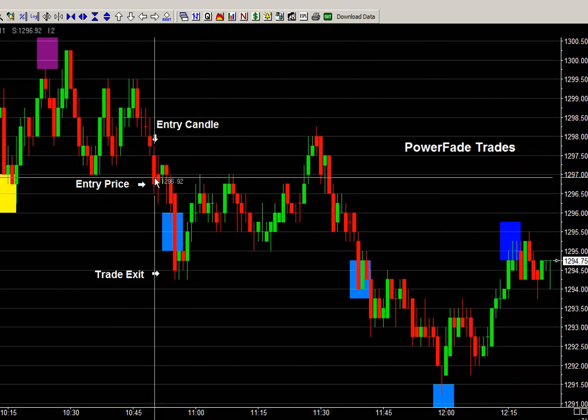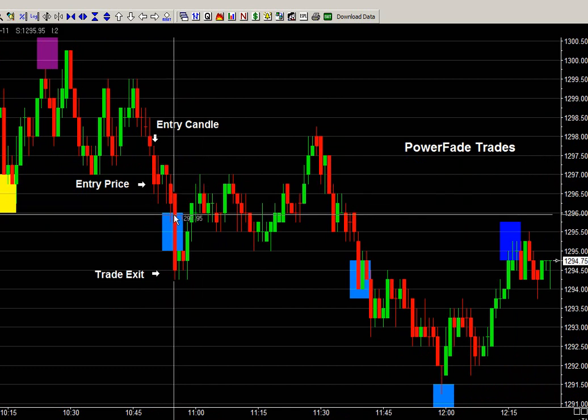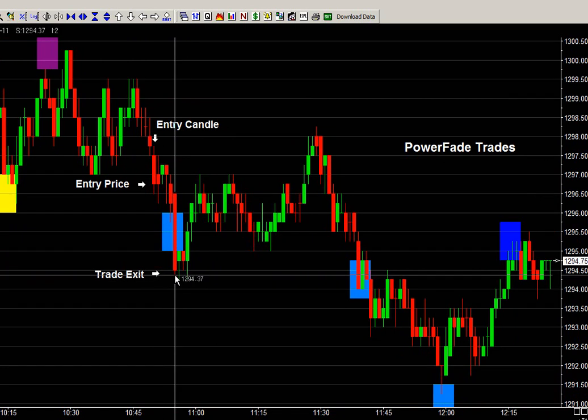And this is the candle that we entered on. Once we enter the trade, we're hoping for the market to continue down, and there would have been our trade exit down here. That's where we would have been getting out of the trade.